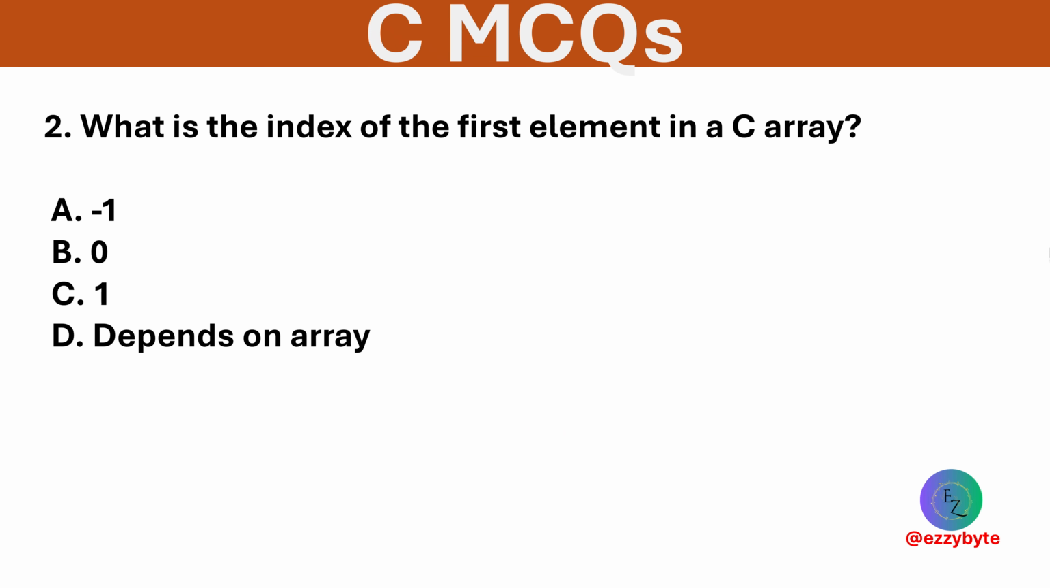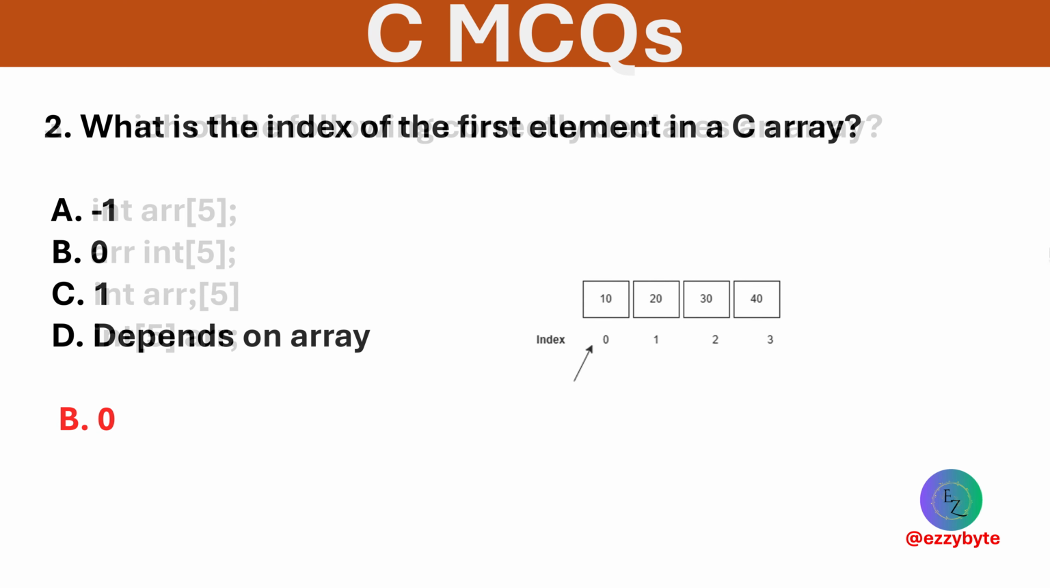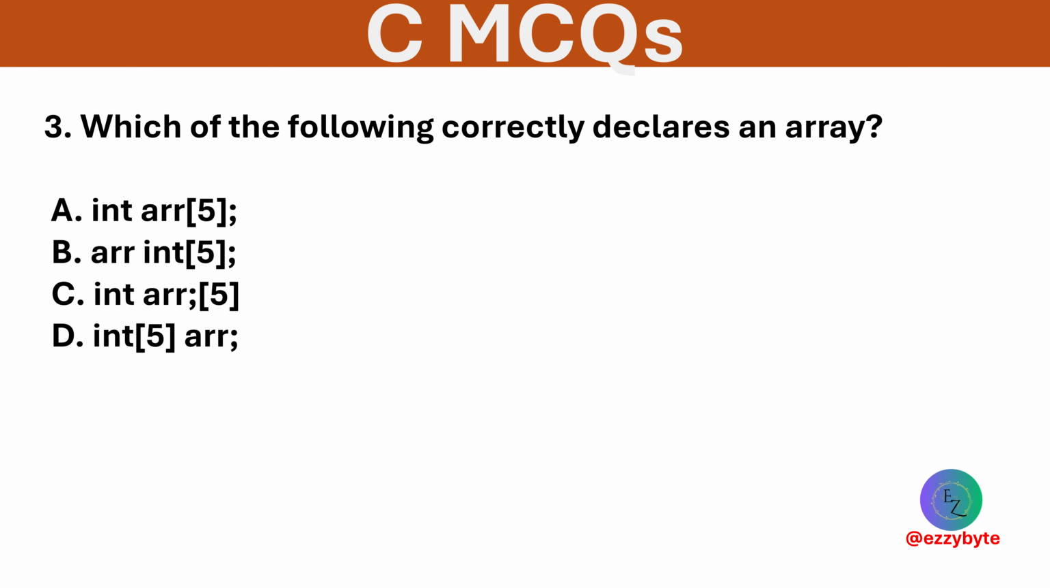What is the index of the first element in a C array? Options are -1, 0, 1, and depends on the array. Option B is correct. In C, array indexing starts from 0. Which of the following correctly declares an array? Options are given below. Option A is correct. This is the correct syntax for declaring an array of 5 integers.